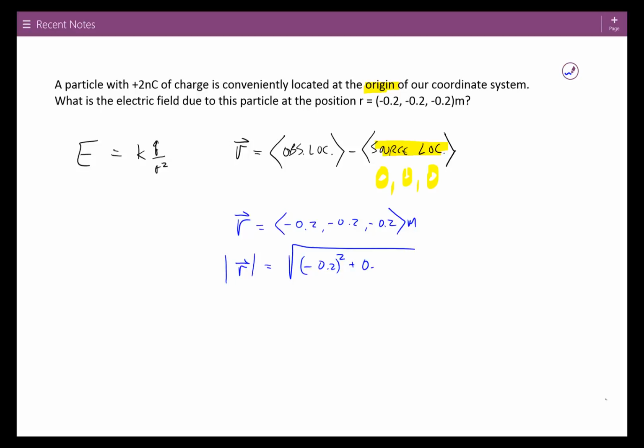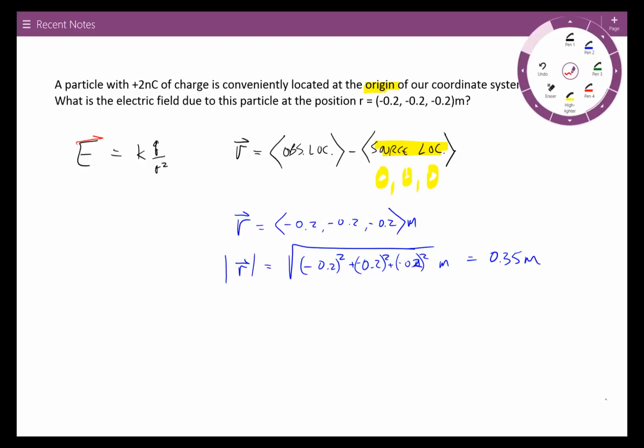which means that the magnitude of this vector is just going to be the square root of the sum of all the squares. And this will work out to be 0.35 meters.